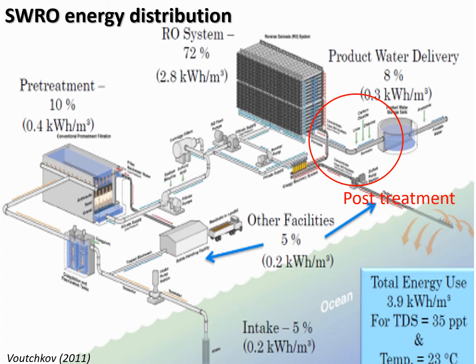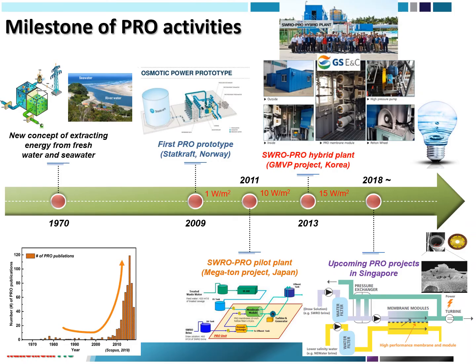So that's the pre-treatment. Last but not least, post-treatment. Although the overall energy distribution is relatively small, 0.3 kilowatt hour per cubic meter, still around 0.1 kilowatt hour per cubic meter saving will save a lot of cost. That's the reason why we look at this kind of potential.